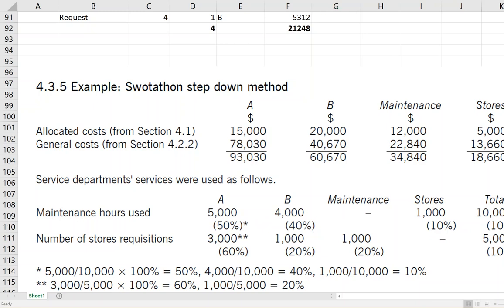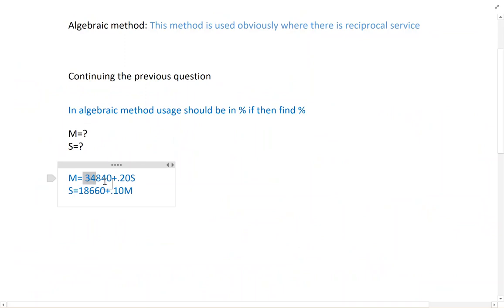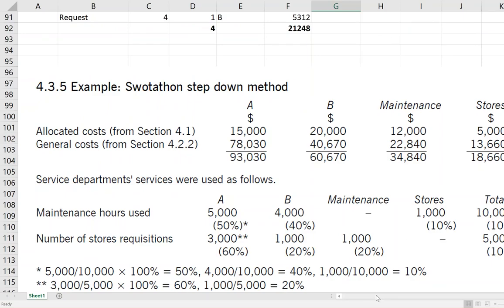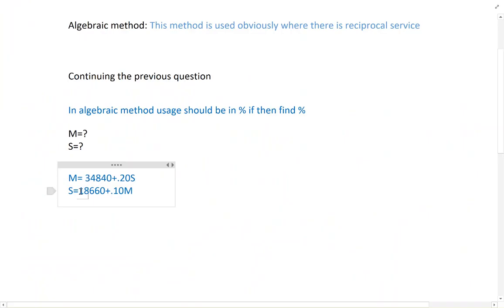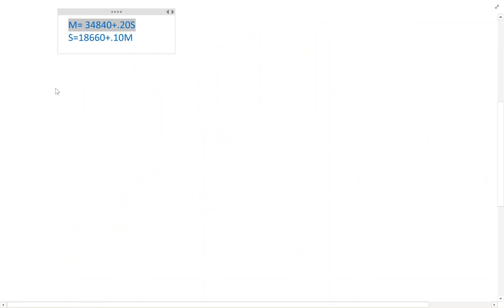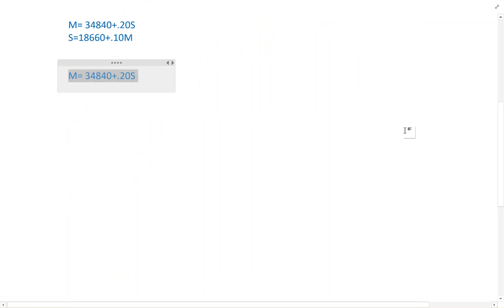So we have M equals 34,840 plus 20% of S, 0.20 S. And then S by itself is 18,660 plus 10% of maintenance, so 0.10 M. S equals 18,660 plus 0.10 M. So take any equation, you will have the answer. I will calculate using both of them to see that they give you the exact same answer, whether you start with M or with S.